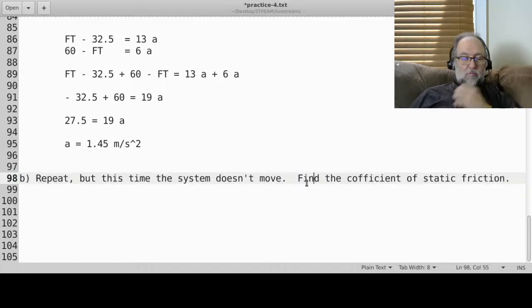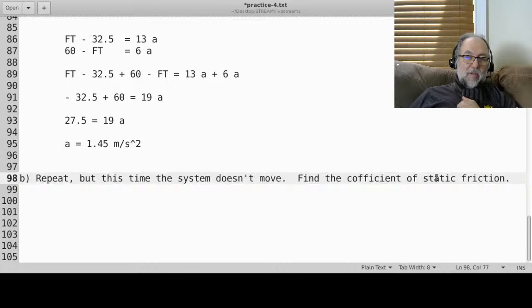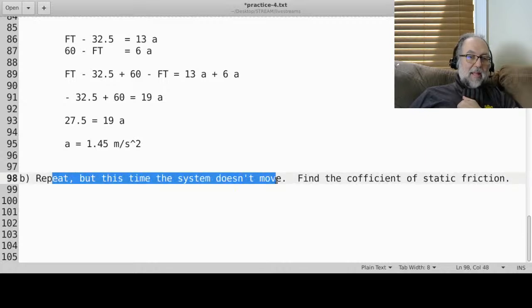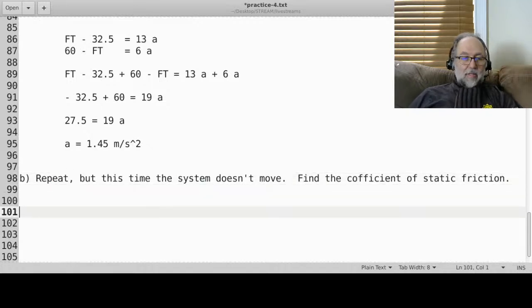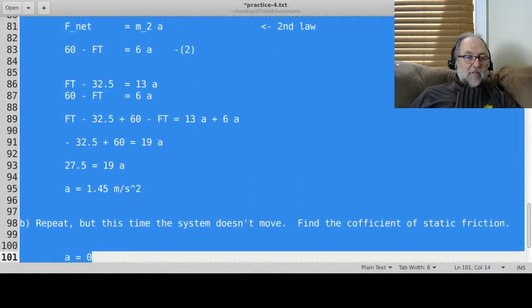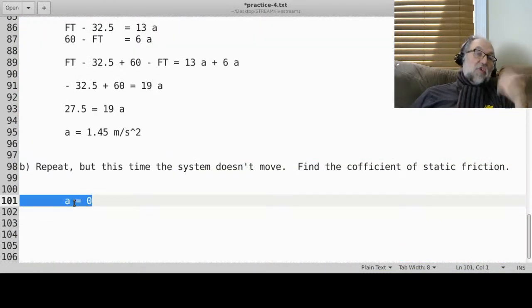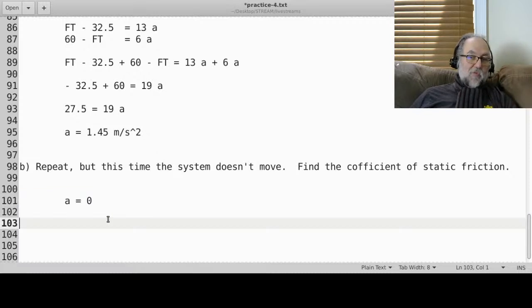Now I'm going to ask you to do this one on your own. Okay, and I'll do it on Friday, but think about this one on your own, because it brings up static friction. So I say repeat, but this time the system doesn't move at all. So in other words, this time the acceleration is 0. Okay, and just like before, in this problem we had to do all this analysis and then we ended up with the acceleration. This time it's like you start with the acceleration and then you end up with the particular forces.